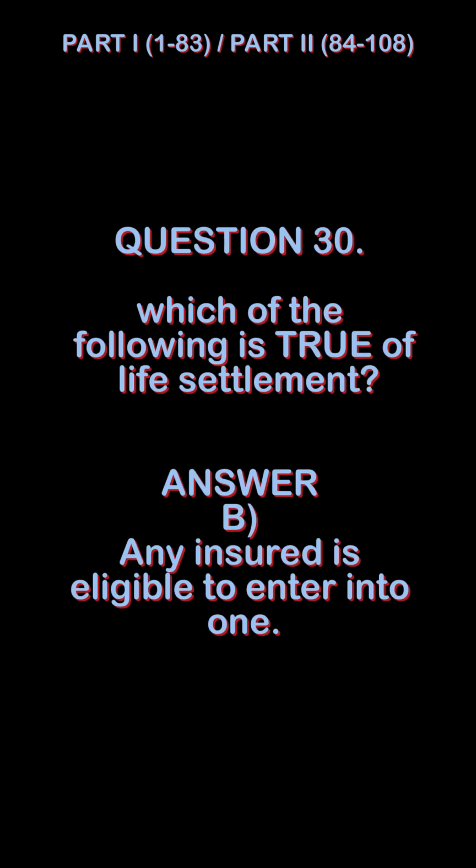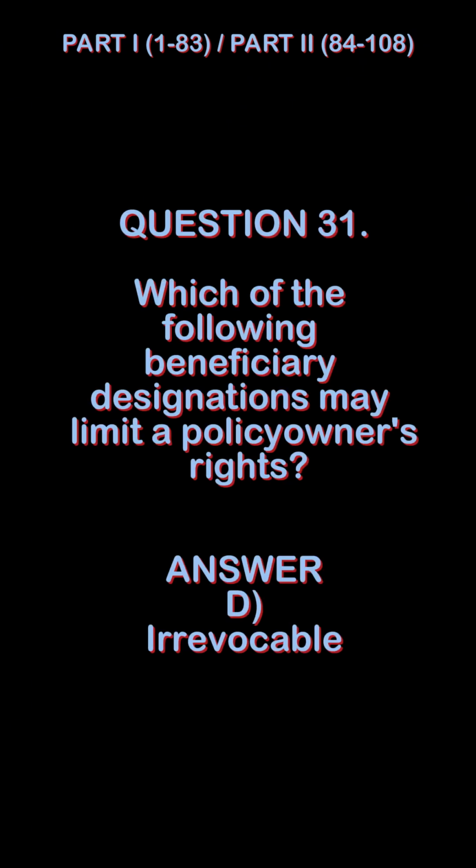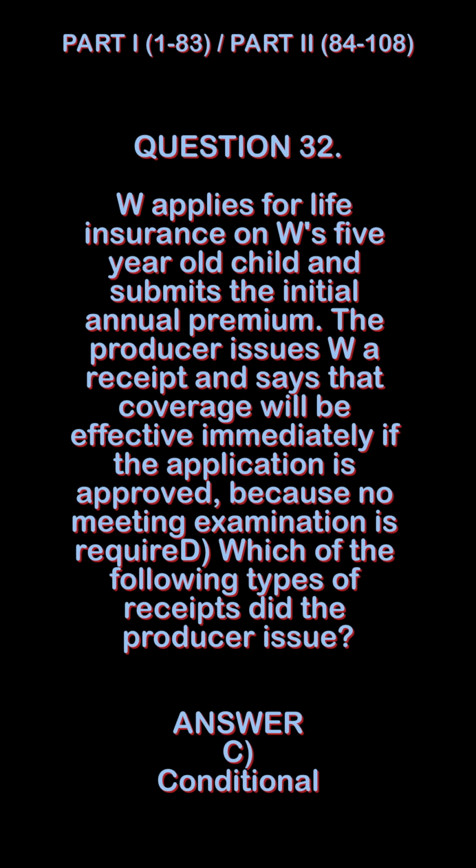Question 30. Which of the following is true of life settlement? Answer: B. Any insured is eligible to enter into one. Question 31. Which of the following beneficiary designations may limit a policy owner's rights? Answer: D. Irrevocable.